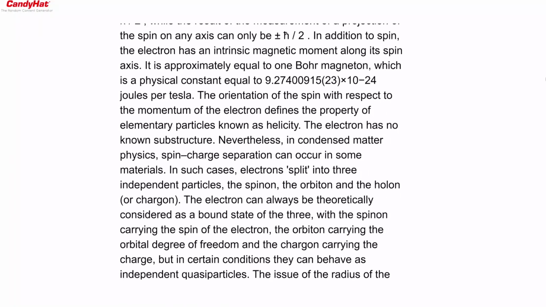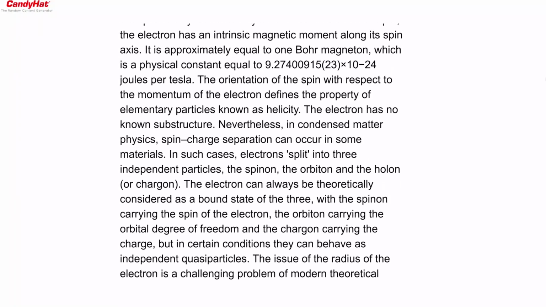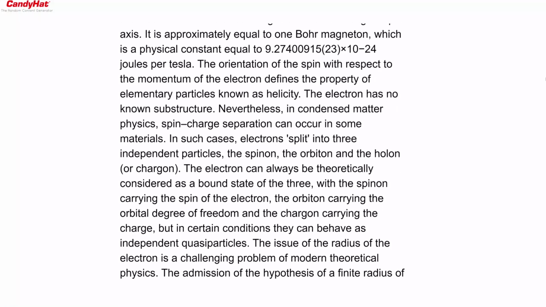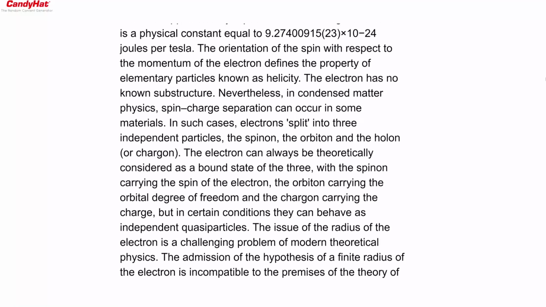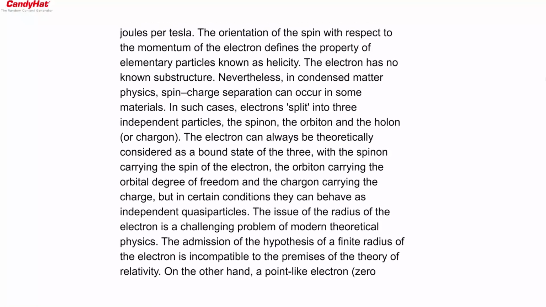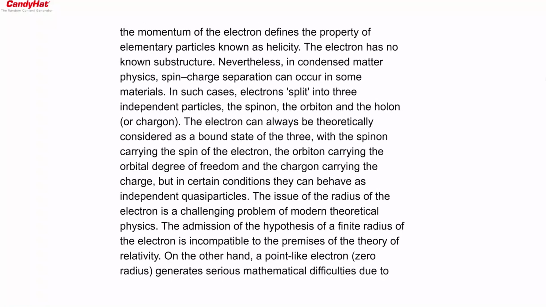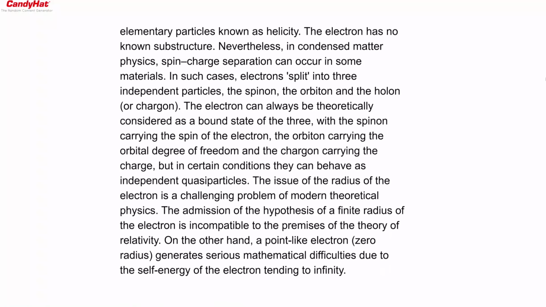It is approximately equal to 1 Bohr magneton, which is a physical constant equal to 9.274000915 times 10⁻²⁴ joules per Tesla. The orientation of the spin with respect to the momentum of the electron defines the property of elementary particles known as helicity. The electron has no known substructure.